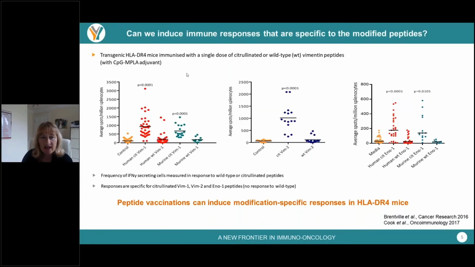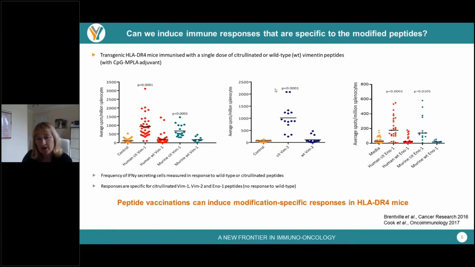So this is, again, in the HLA-DR4 transgenic mice, and you can see if we immunize with the citrullinated peptide, this is one of the vimentin epitopes here, we get a lovely ELISpot. This is a gamma interferon ELISpot response, but it doesn't cross-react with the wild type. Now, there is indeed one amino acid difference in this peptide between human and mouse. So we've also used the self, the mouse epitope. Again, you can see a nice response to the citrullinated epitope, nothing to the wild type.